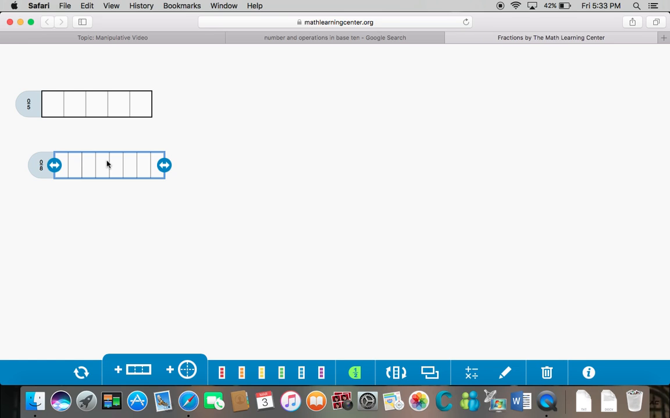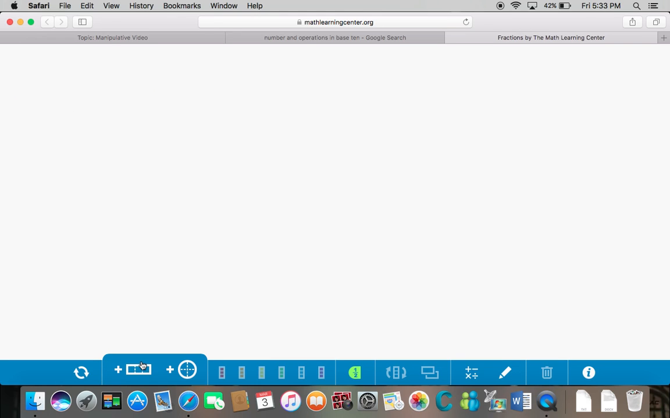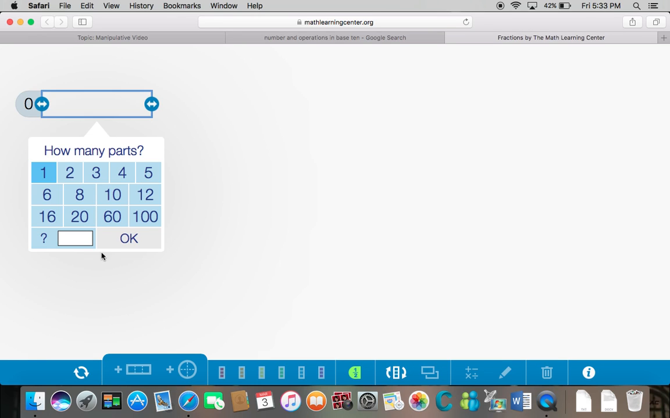I also thought that once they started doing it, instead of doing them as wholes, they could also use it for counting and cardinality. So instead of thinking of them as numbers, they could think of them as shapes. And then I also thought that you could do base 10, like introducing base 10 addition and subtraction.